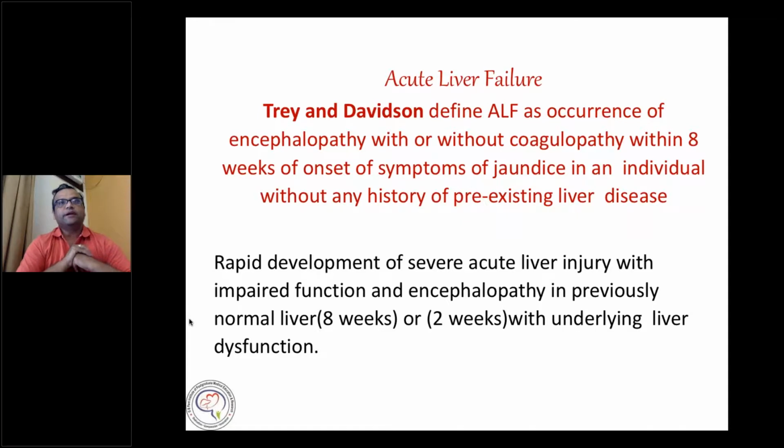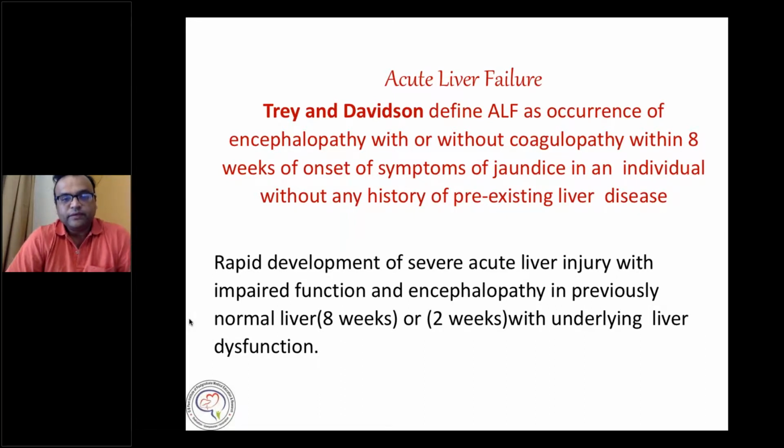And now we have modified it further: any patient who develops encephalopathy with or without coagulopathy within 4 weeks of the onset of jaundice. Here we are not talking of the illness, we are talking of the interval between jaundice and encephalopathy, and similarly jaundice and coagulopathy. If the duration is less than 4 weeks, then we now assume it to be acute liver failure. And here we need to be more vigilant.